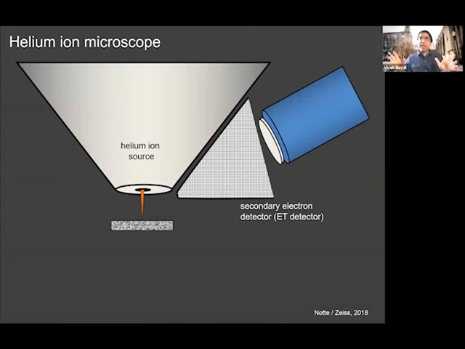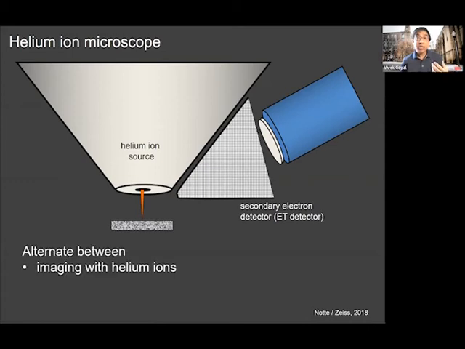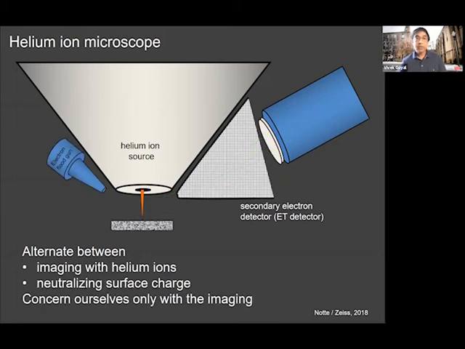So I don't expect you've seen a helium ion microscope or its data. A helium ion microscope has a helium ion source and a secondary electron detector. It alternates between imaging with helium ions and neutralizing the surface charge with an electron flood gun. So we really only care about the imaging part of that, but the neutralizing of surface charge is one of the sources of improvement relative to electron microscopy.